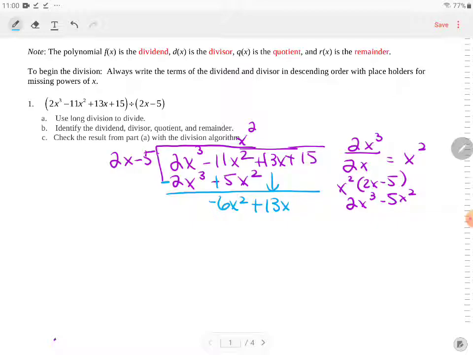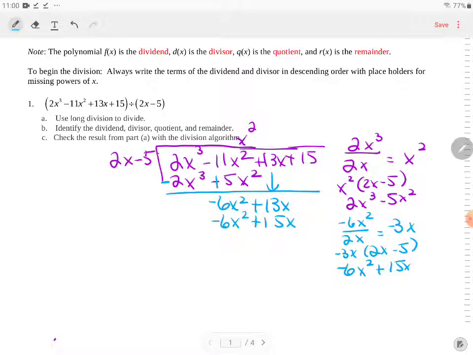Okay, then we're going to go over to the side and we're going to take negative 6x squared divided by 2x. Negative 6 divided by 2 is negative 3. X squared divided by x is x. So you take negative 3x times 2x minus 5. Negative 3 times 2 is negative 6. X times x is x squared. Negative times negative is positive plus 15x. So we have negative 6x squared plus 15x.